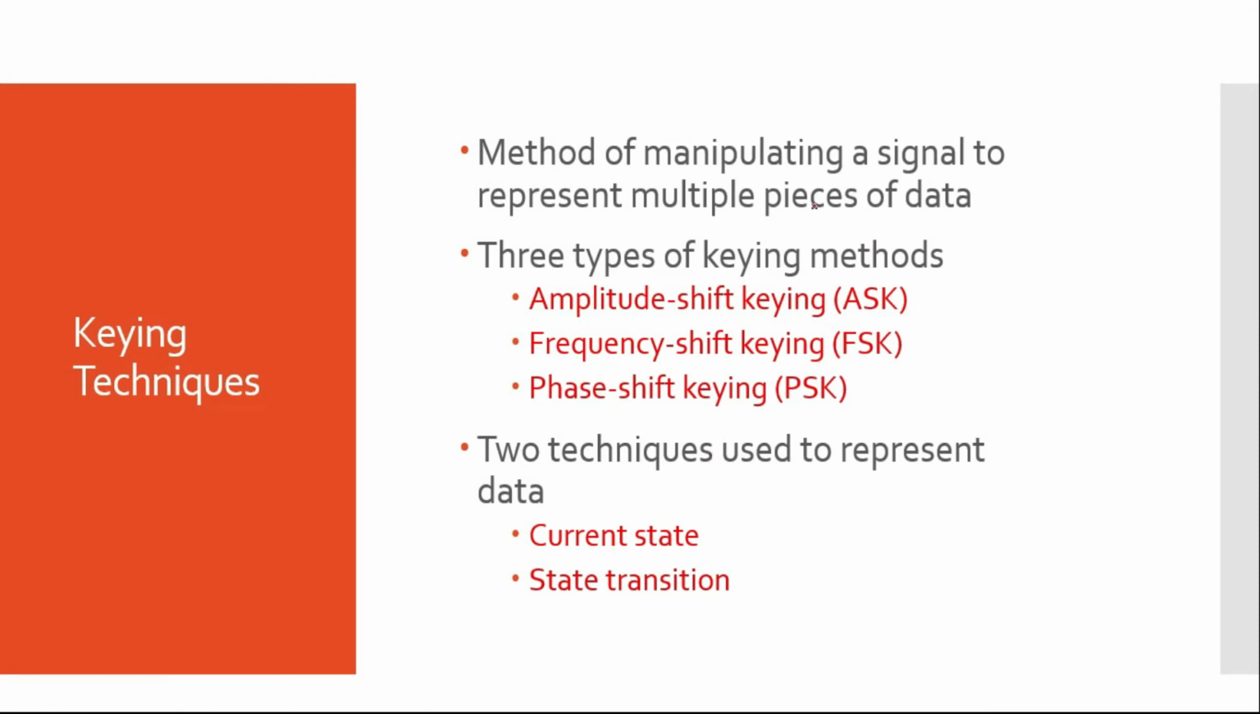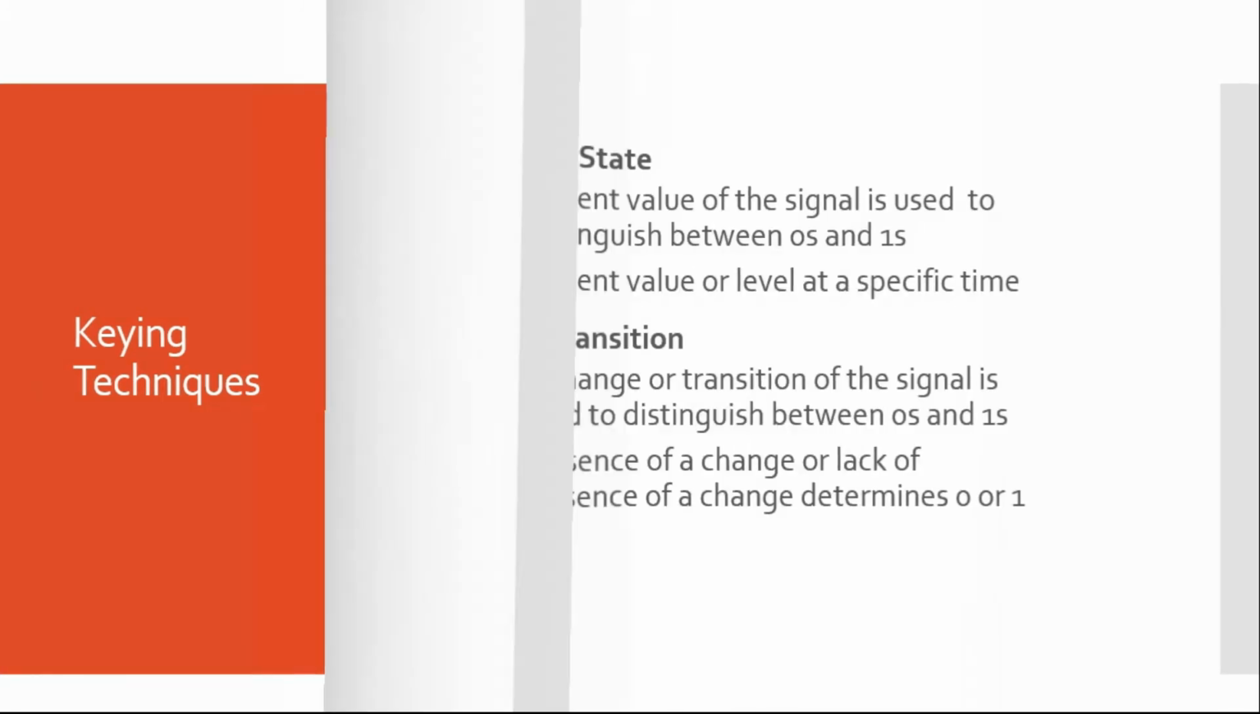Keying method is a method of manipulating a signal to represent multiple pieces of data. The keying methods are also referred to as modulation techniques. There are 3 types of keying method: amplitude shift keying, frequency shift keying, and phase shift keying. 2 techniques can be used to represent data: current state and state transition. I'll skip this.